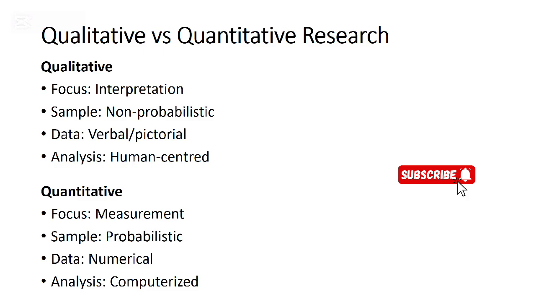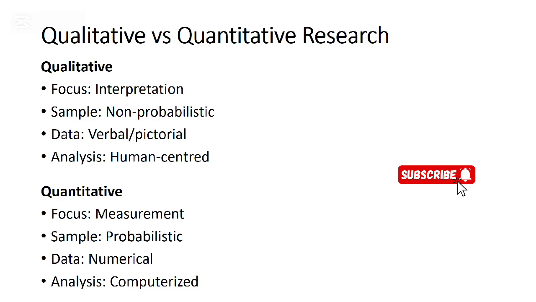In qualitative research, what is the focus? The focus is on interpretation, and the sample type is non-probabilistic, and the data is based on verbal observation, pictorial.